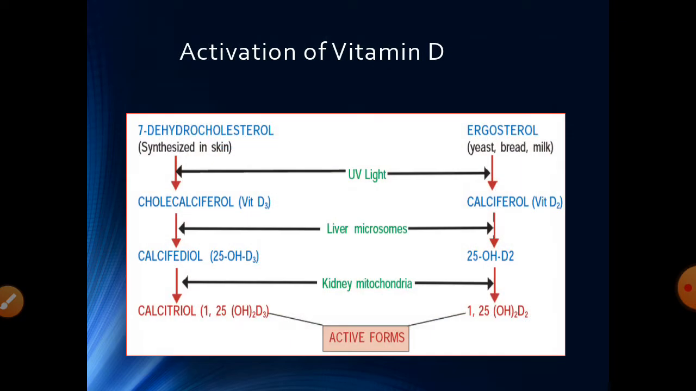Then comes the activation of vitamin D. How is vitamin D activated? 7-dehydrocholesterol is synthesized in the skin, as we know. When UV rays fall on our skin, 7-dehydrocholesterol is converted into cholecalciferol, that is vitamin D3, and then it is converted into calcifediol, that is 25-hydroxy D3, which is converted into the active form, calcitriol. If a question comes, which one is the active form of vitamin D? The answer is calcitriol, and its name is 1,25-dihydroxy D3. This is the active form of vitamin D.